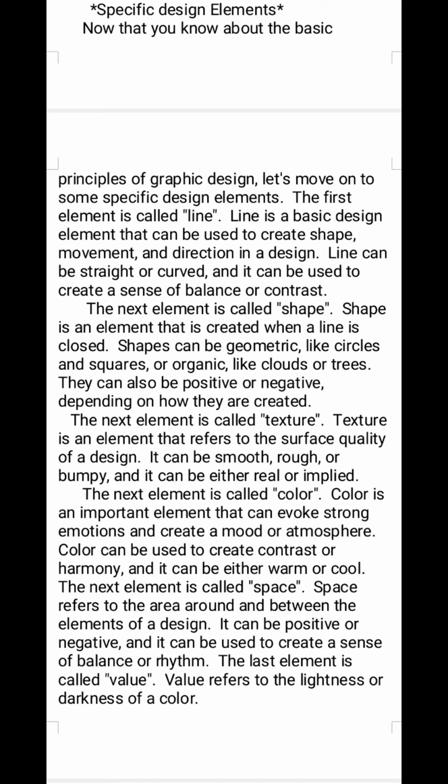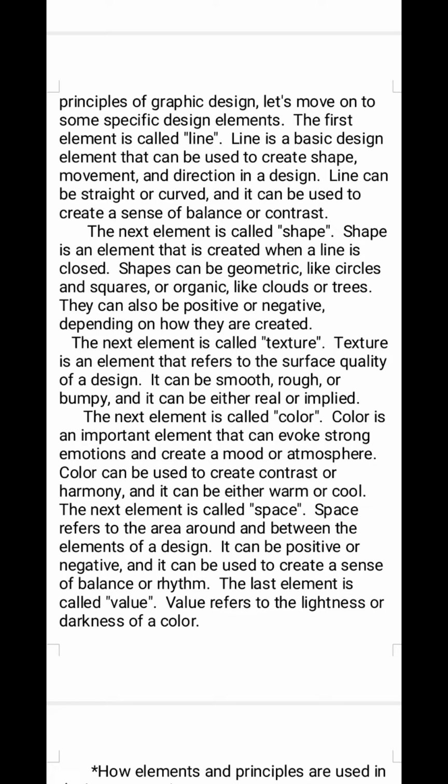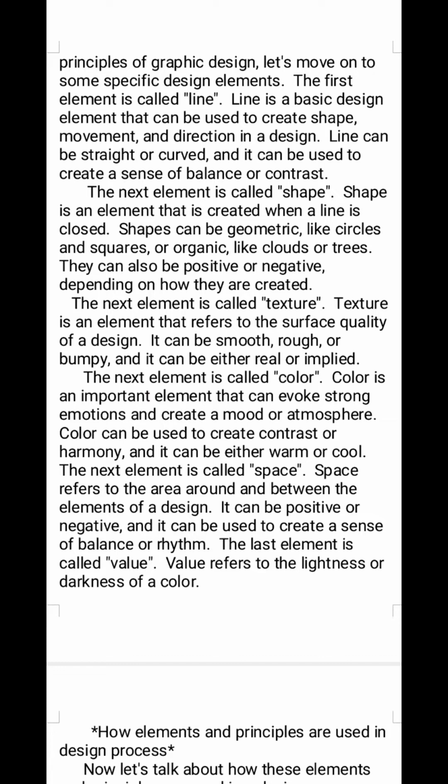The next element is called shape. Shape is an element that is created when the line is closed. Shape can be geometric, like circles and squares, or organic, like clouds or trees. Organic shapes are shapes that are found in nature. These are shapes that are not used in mathematics, like quadratic equations and right angle calculations. These are shapes in nature. Hope you understand. Now, shapes can be positive or negative depending on how they are created.